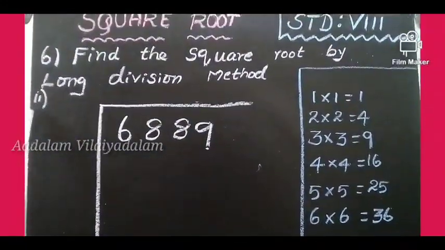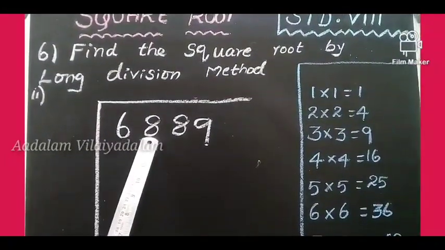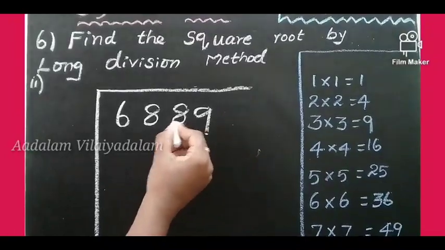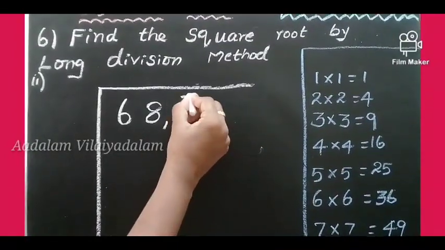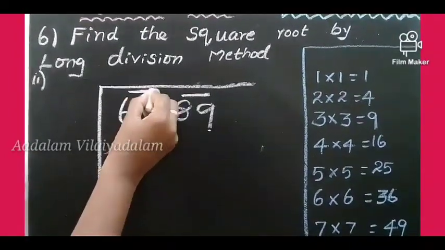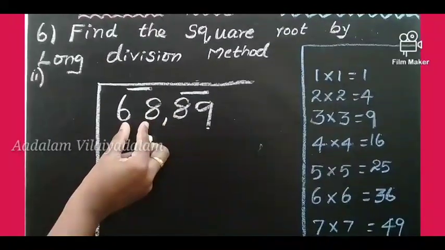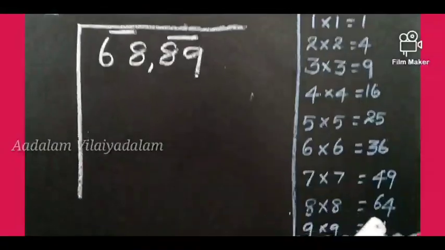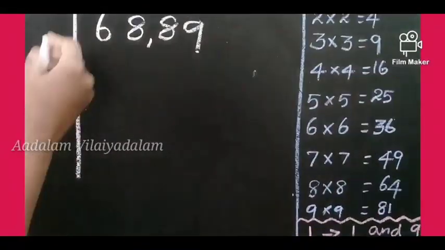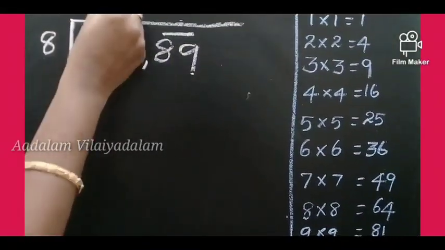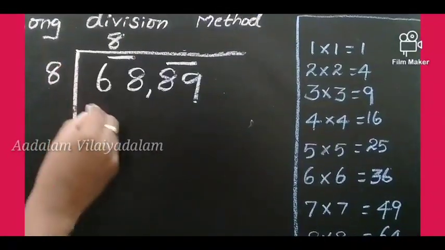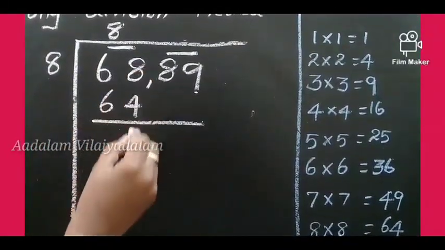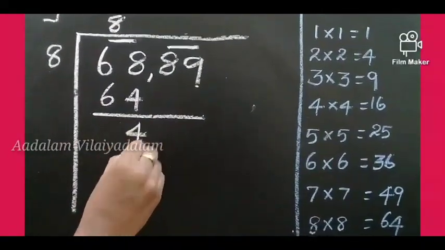So sixth one, second question, 6889. The same method, long division here. First group the numbers in pairs. So put the bars on every pair. Here 68 is the number. So 68 means 8 8s are 64. So we have to choose the divisor and quotient values the same. So 8 8s are 64. So 68 minus 64, the answer is 4.